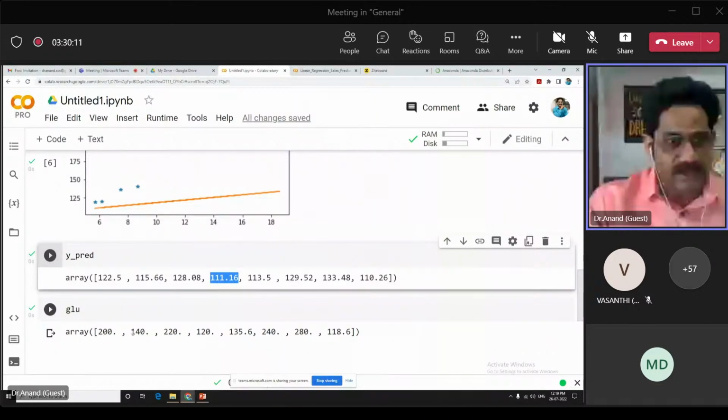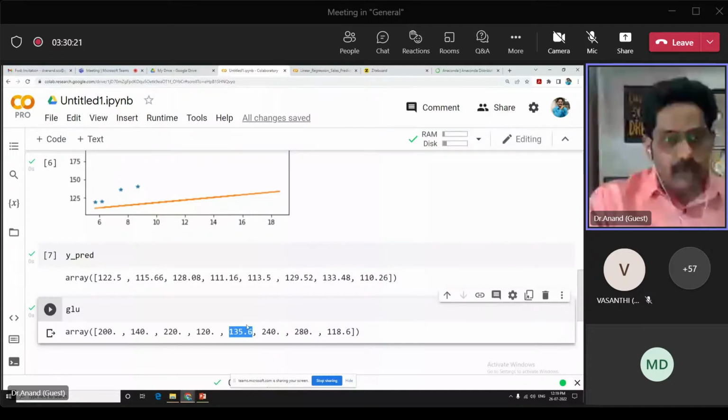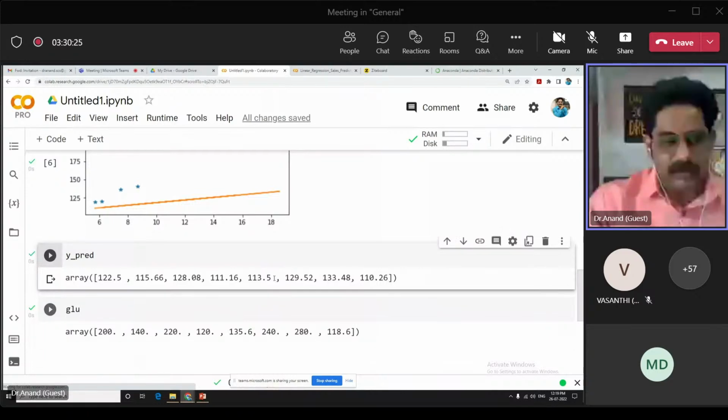140, right? Okay, 140 or 135.6. Sorry, this is 135.6. This is 140. So 135.6 is actual, but what is the predicted? Predicted is under predict once again. So all the values are under predict.